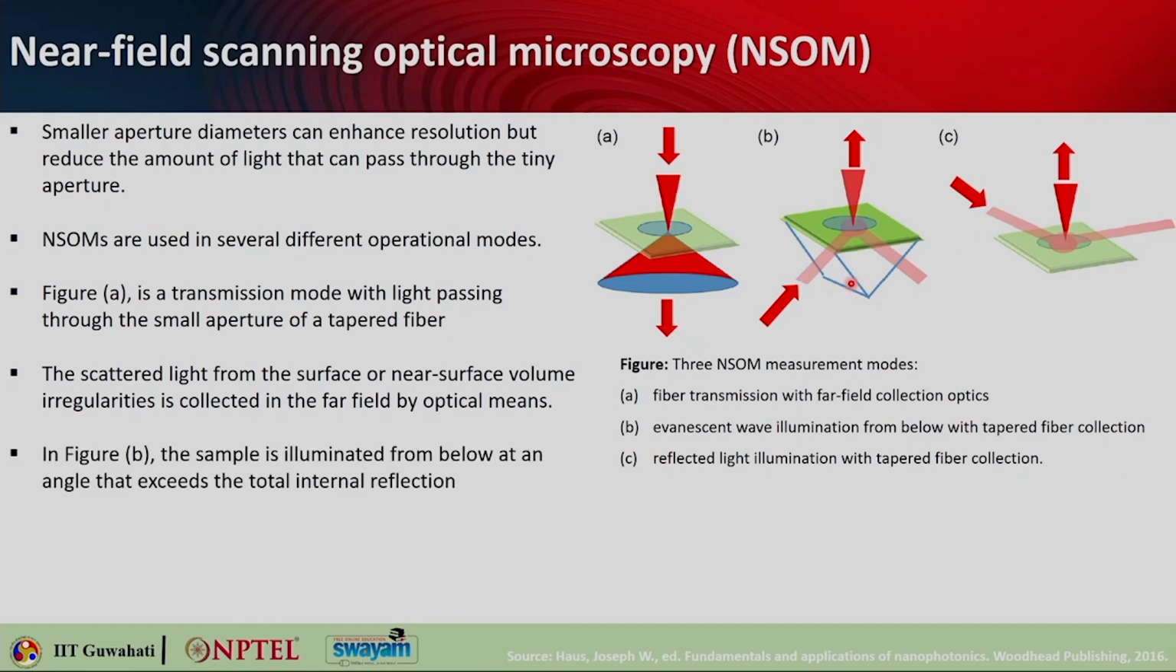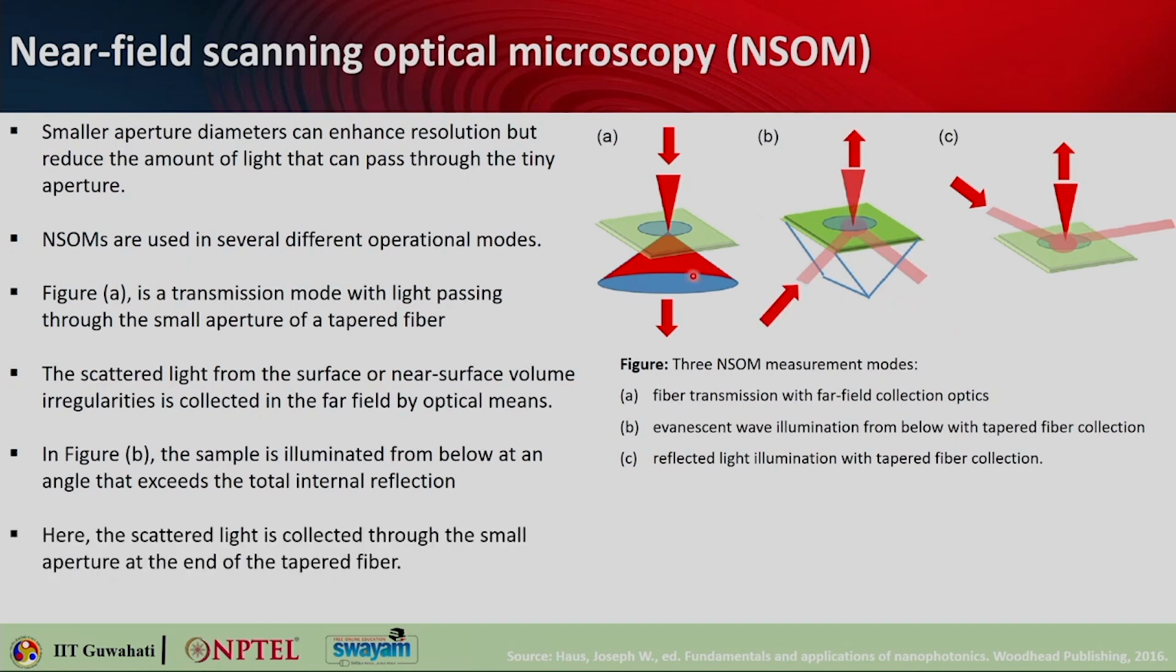In sample B, this is basically illuminated based on total internal reflection like this. So, you are using evanescent wave illumination from below, and you have tapered fiber collection. So, this is how you are basically shining the light, and this is how you are collecting it.